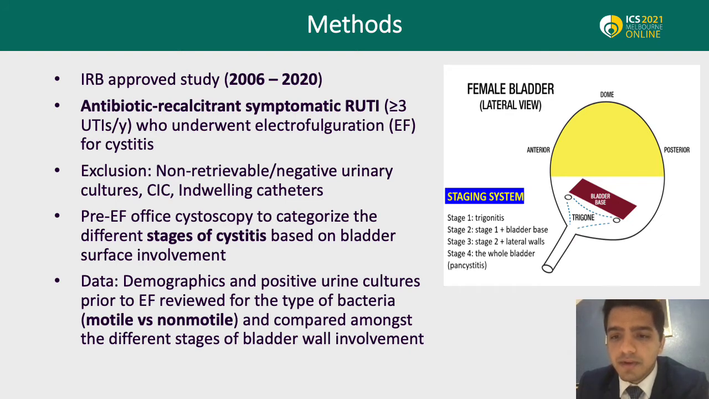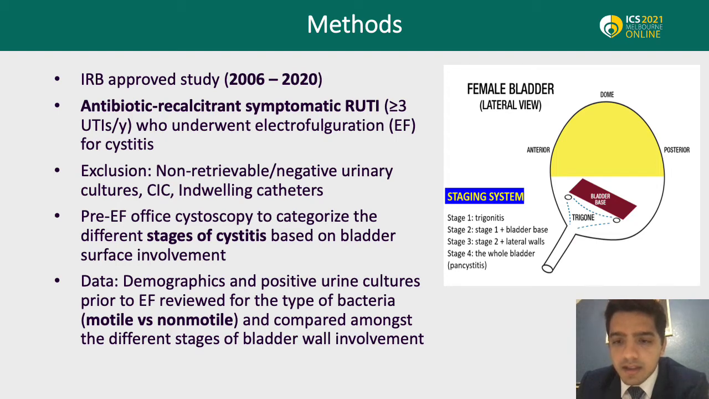We utilized pre-fulguration office cystoscopy in order to characterize the different stages of cystitis based upon the amount of bladder surface involvement. As seen on the figure on the right, there are 4 stages. Stage 1 is inflammation of just the trigone, also called trigonitis. Stage 2 is inflammation of the trigone and the bladder base. Stage 3 is inflammation of the trigone, bladder base, and lateral walls. And stage 4 involves the entire bladder, also termed pancystitis.